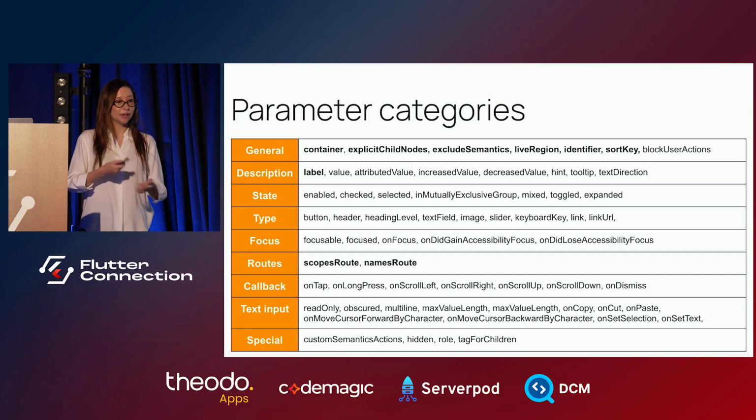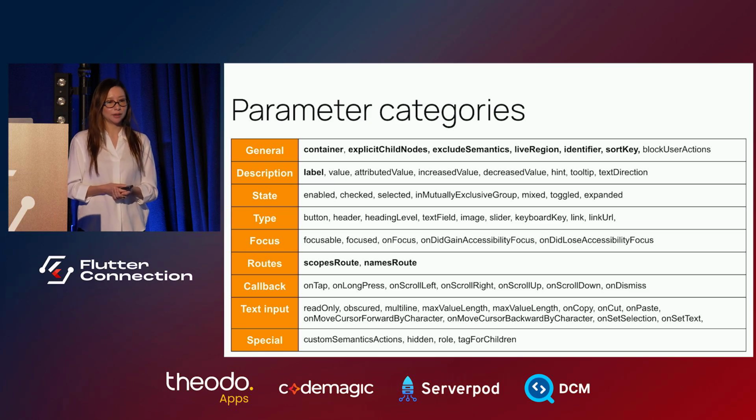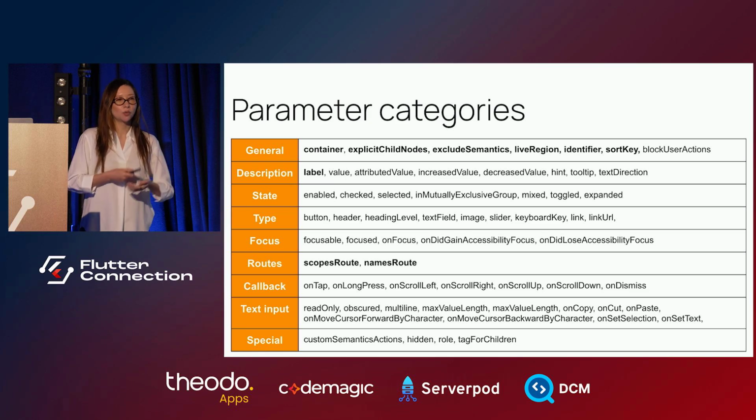Then we have something about navigation. We have some parameters on callbacks and a lot for text inputs, because the screen reader can do a lot with text inputs. There are a lot of shortcuts that you can take, and there it's very important to use the right parameters if you have a custom text input. And then there's special stuff like custom semantics action, which you would use when you have a very custom UI and a custom action should happen. So for instance, when you have a slide to delete or something like that.